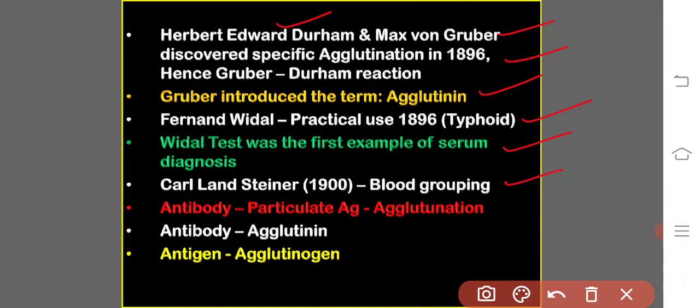When the antibody interacts with its particulate antigen, it results in agglutination and the antibody is known as agglutinin. The antigen is known as agglutinogen, and it occurs in the equivalence zone. In general, IgM is a complete agglutinating antibody, whereas IgG is an incomplete antibody that causes partial agglutination.